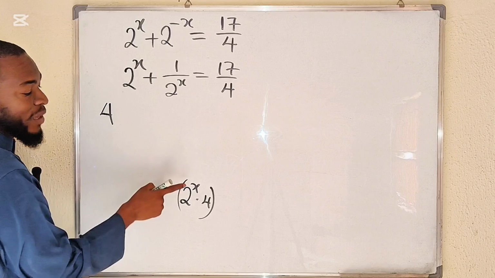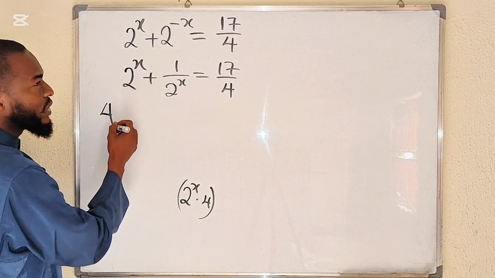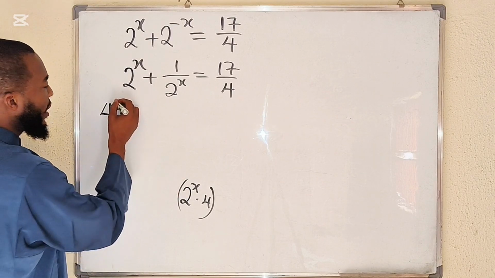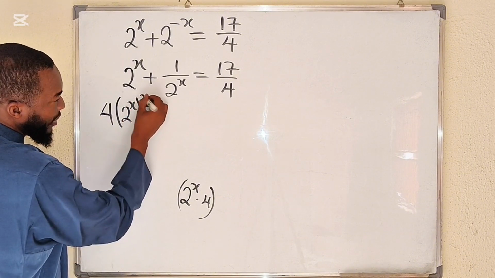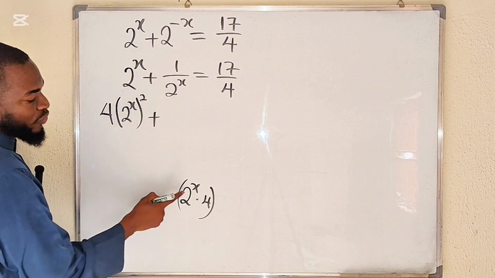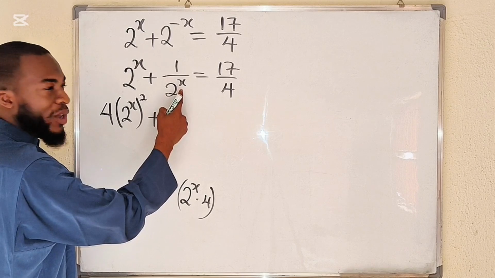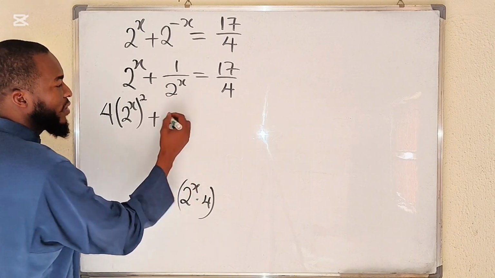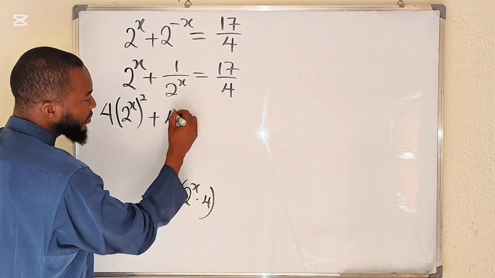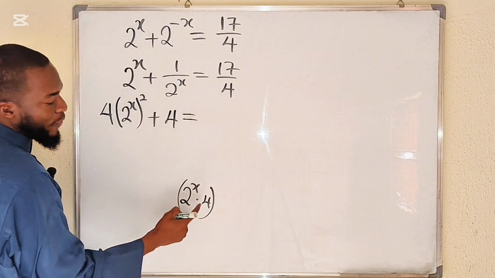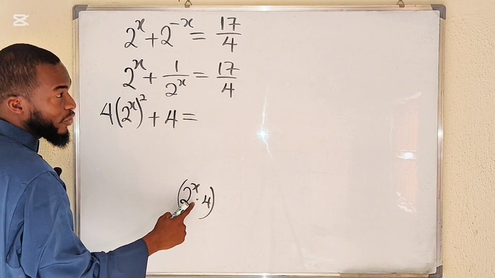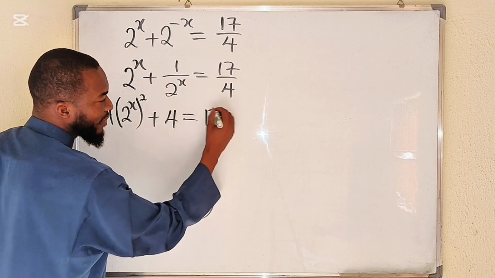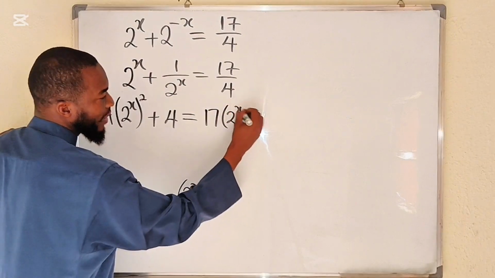2 to the power of x times 2 to the power of x will give us 2 to the power of x squared. 2 to the power of x squared plus 2 to the power of x will multiply this. You have 1 times 4 is 4, equal to 4 will multiply this. You have 17, but we still have 2 to the power of x times 17. So we have 17 times 2 to the power of x.